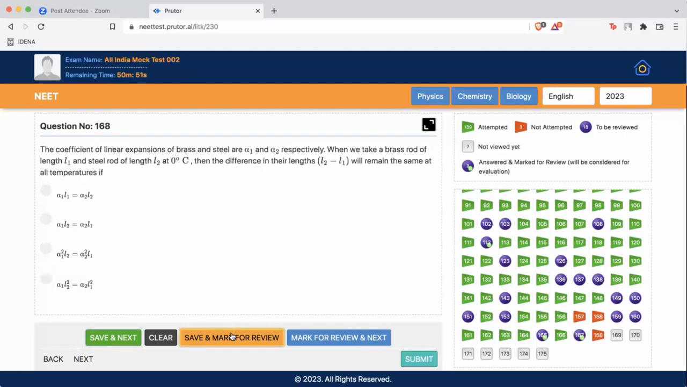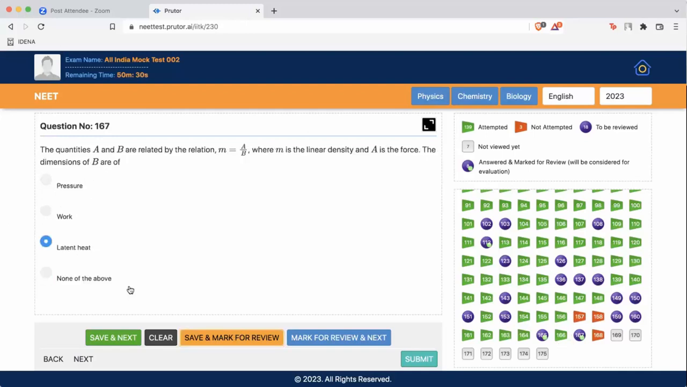Because latent heat is what? Latent heat is ML equals Q. Q is technically work done. Work done is force into length, ML squared T power minus 2. Okay, latent heat, sorry. That is latent heat.